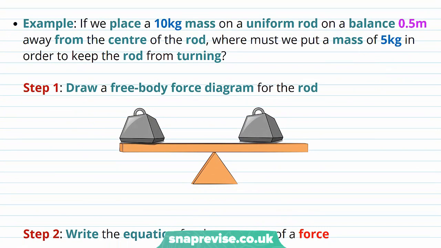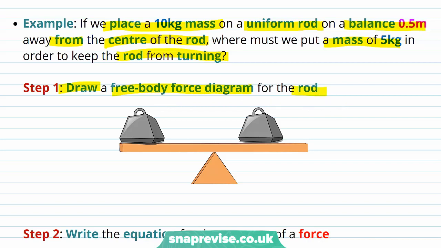So let's look at an example. If we place a 10 kilogram mass on a uniform rod on a balance 0.5 meters away from the center of the rod, where must we put a mass of 5 kilograms in order to keep the rod from turning? So where must we place the mass in order for the system to be in equilibrium? Step 1 is to draw a free body diagram for the rod.